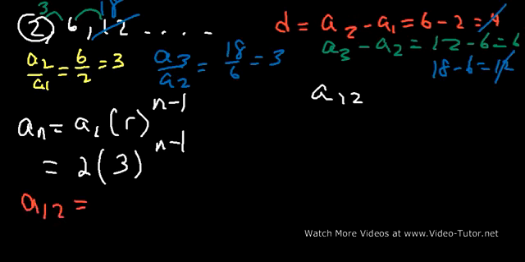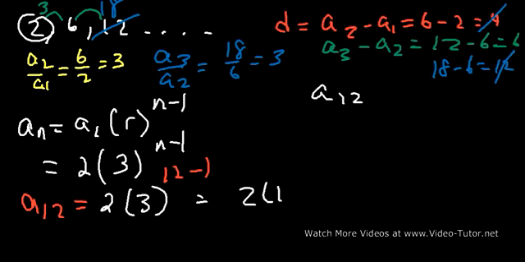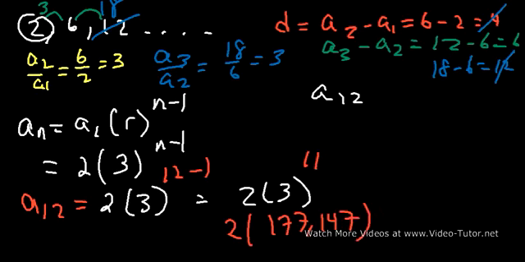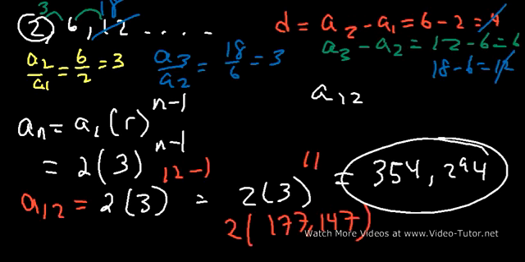So to find the 12th term, plug in 12 for n. 12 minus 1 is 11. And we need to figure out what 3 to the 11th power is. I don't think you want to multiply 3 eleven times, so you want to use a calculator. 3 raised to the 11th power is 177,147. And then multiply that by 2. So then the 12th term is 354,294. It's very big.